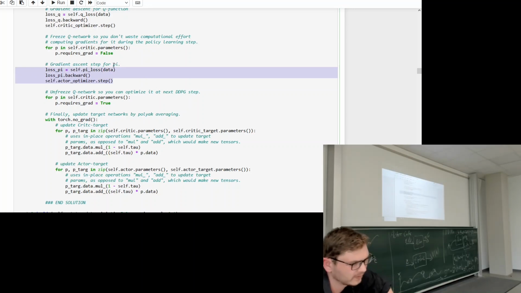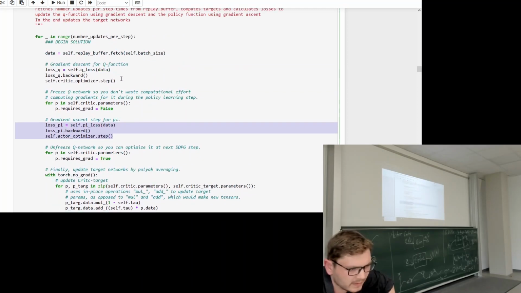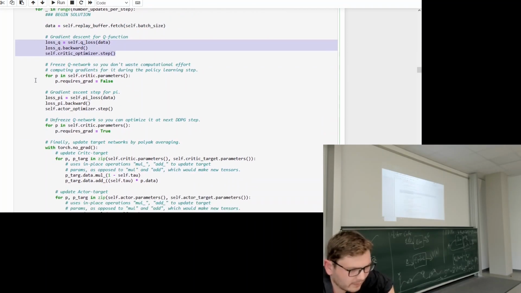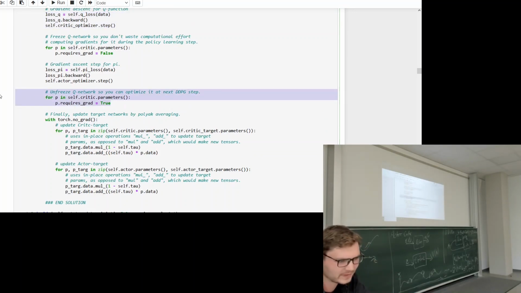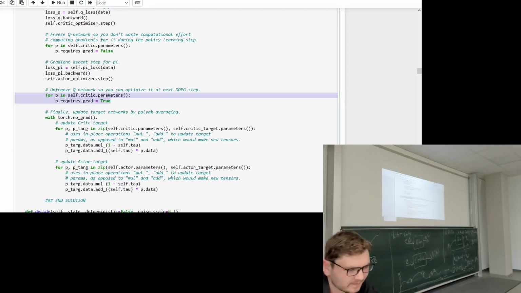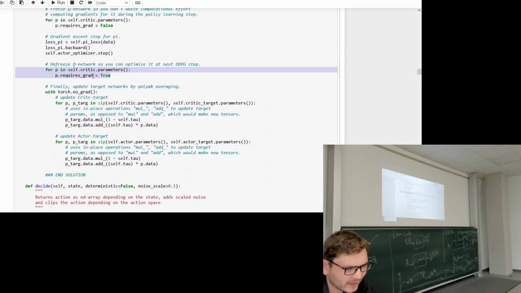The update is performed in the same way for the actor as it was for the critic. You see it looks the same. These three functions are the same as these three functions. Then unfreeze the Q network, because in the next step, of course, once we start again with the update, we want to train again. So therefore, we should not forget unfreezing the Q network so that we can actually update something there later.